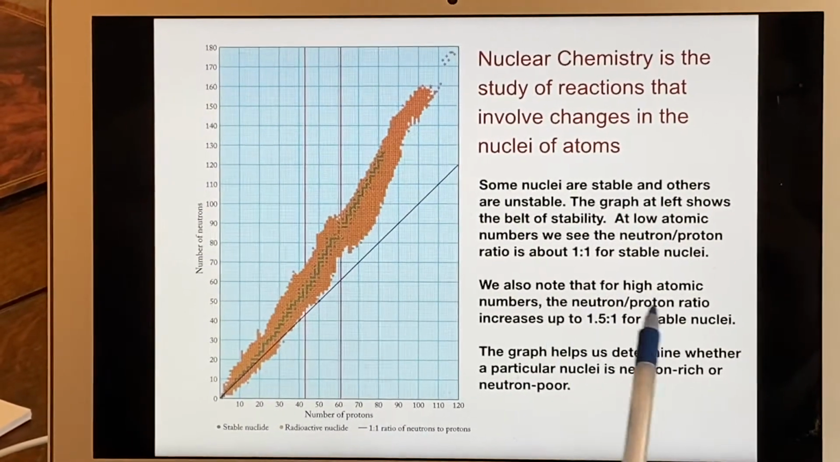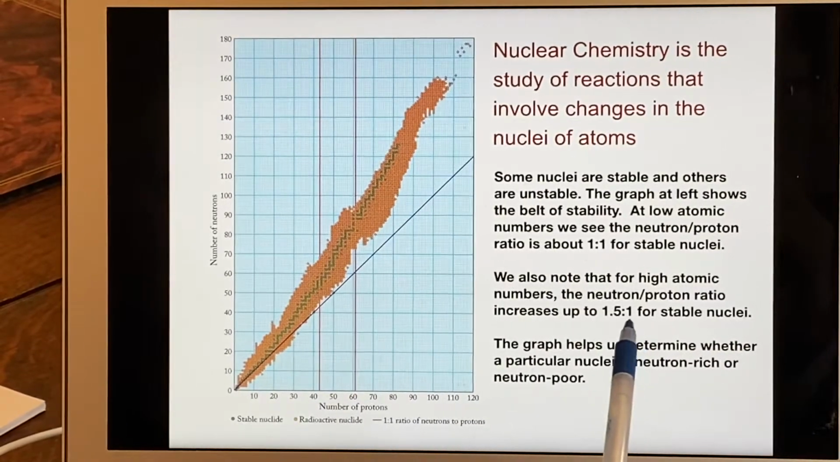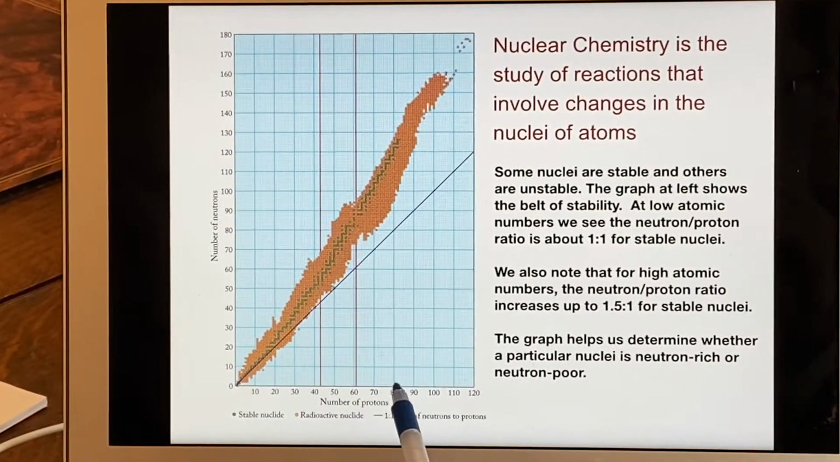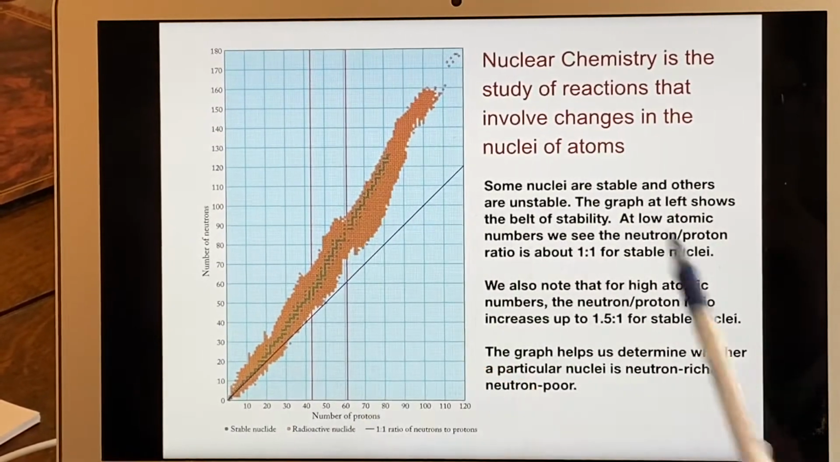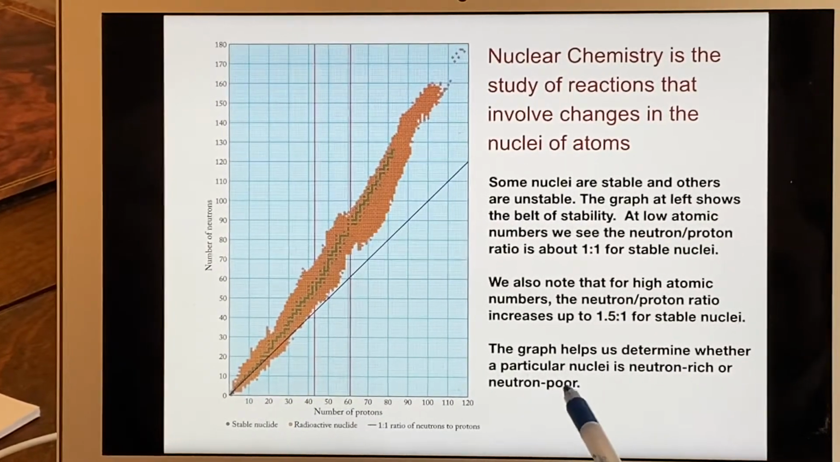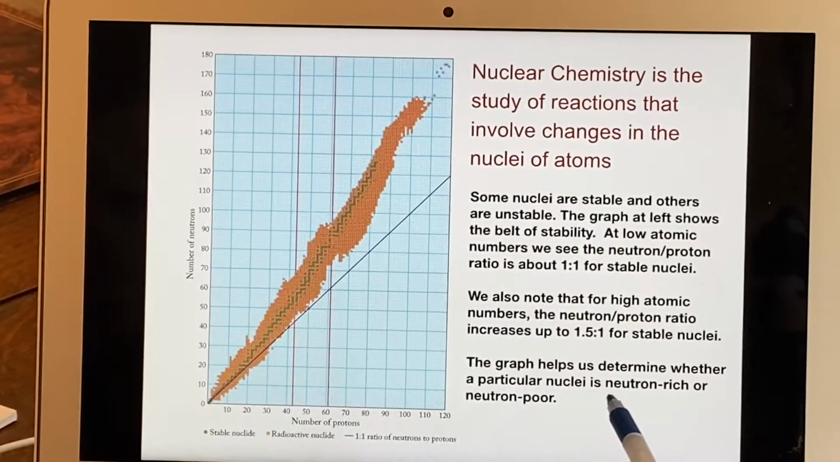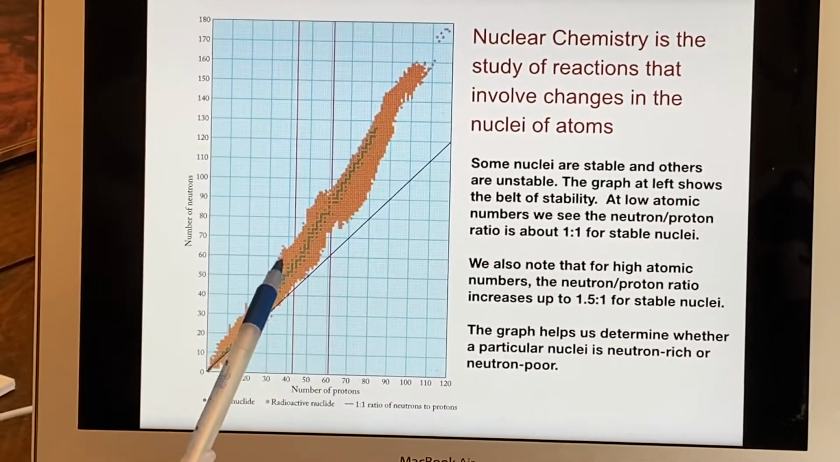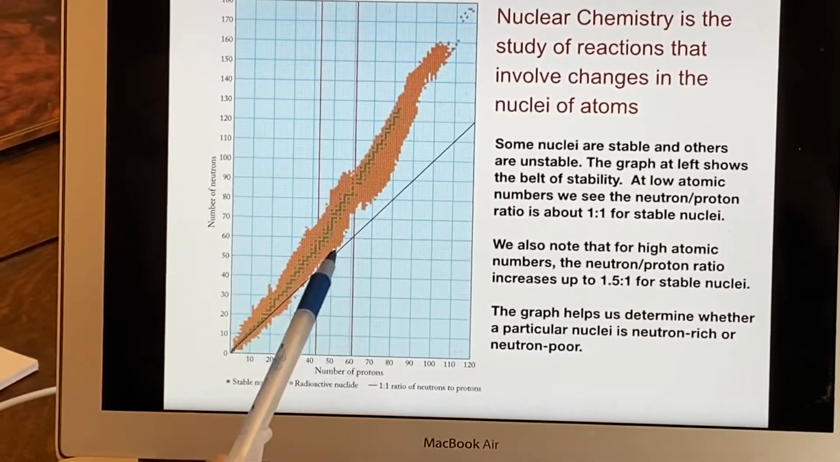And then it goes up and up and up, all the way up to 1.5 to 1 before you're all done with it. As you can see, here is 80. We go up when we hit 120 to get something that is stable. And then we can tell whether a particular nuclei is neutron rich, that would be above the teal, or neutron poor, that would be below the teal.